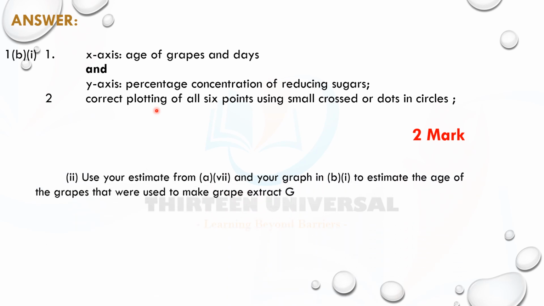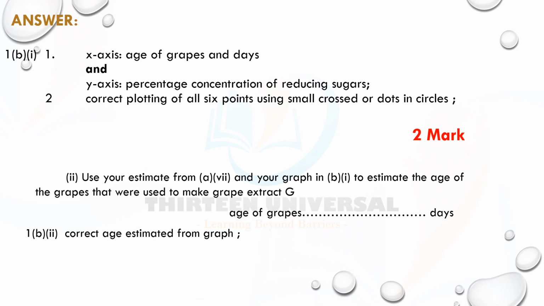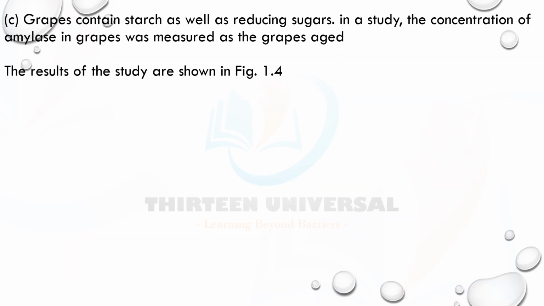You can now use the concentration estimated for G from your graph to estimate the age of the grape. Compare the concentration of your G and use it to find the age of G. Write it down there. You use your graph, like I showed you before.